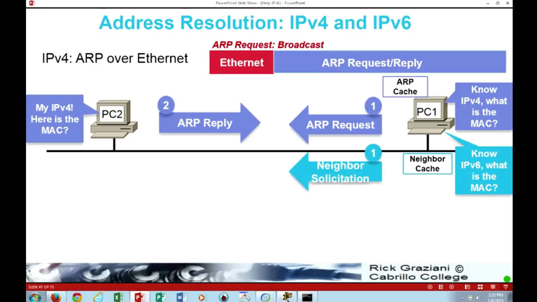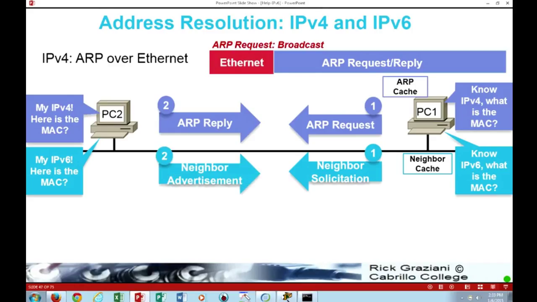I send out what's known as a neighbor solicitation message, very similar to an ARP request. This device says, hey, that's me. Let me send you my IPv6 address with my MAC address. I send back a neighbor advertisement, which is very similar to an ARP reply. That goes in the neighbor cache. Here's the big difference.